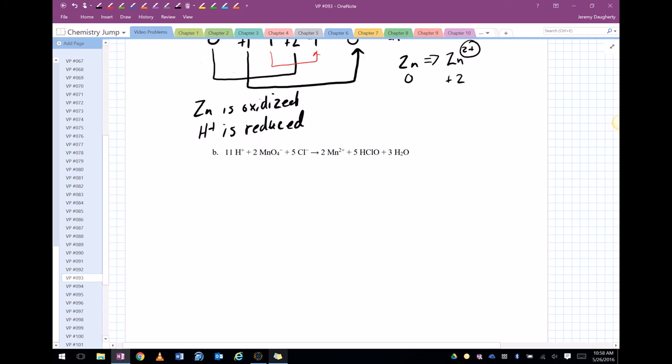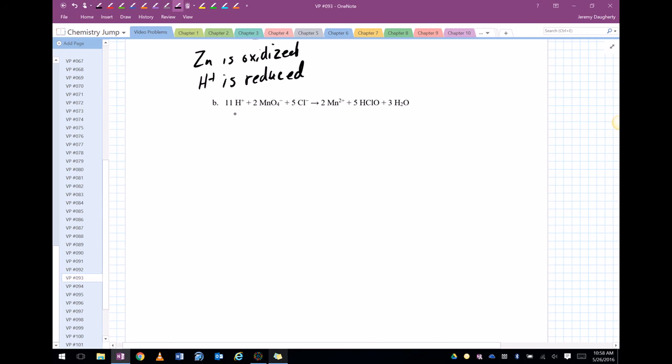Okay, let's look at the next one. Again, we're going to assign an oxidation state. So here's the hydrogen ion, so that's a positive 1. Here's oxygen, that's -2. So the manganese is positive 7. The chloride is -1. The manganese is positive 2. The oxygen is -2. Hydrogen is positive 1. Oxygen is -2.